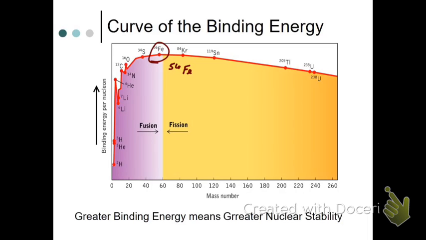Now, if we put that on a curve, this is what's called the curve of the binding energy. So this binding energy is the energy that is released due to the mass defect when the nucleus is formed. And the first thing we'll notice in this curve of the binding energy is that the iron-56 nucleus is the largest, and that means it's the most stable. The more energy that's released when the nucleus is formed, the more stable the nucleus itself. So iron-56 sits atop the curve as being the most stable nucleus.